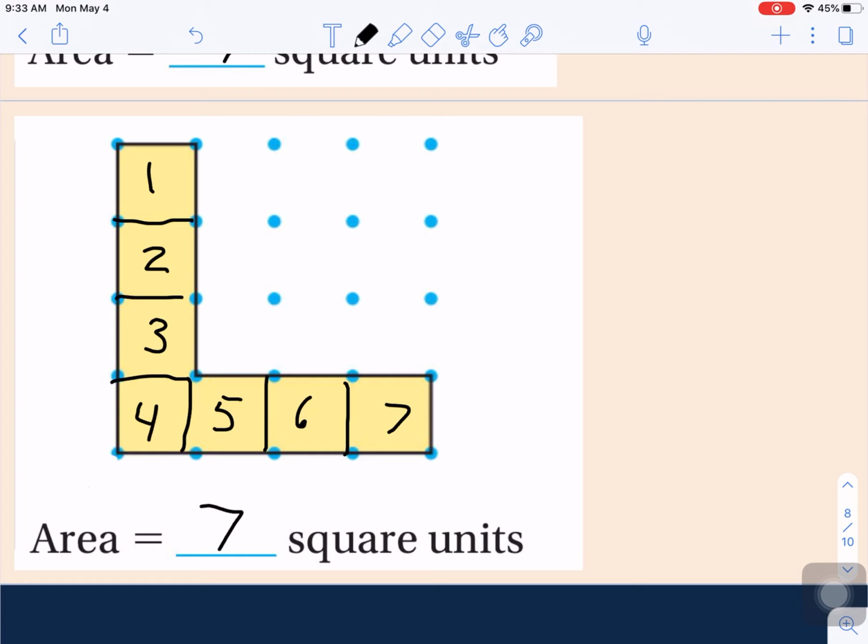Okay, so that is how you find the area of a shape. The biggest thing to remember now is that you are looking at the space inside of the shape.